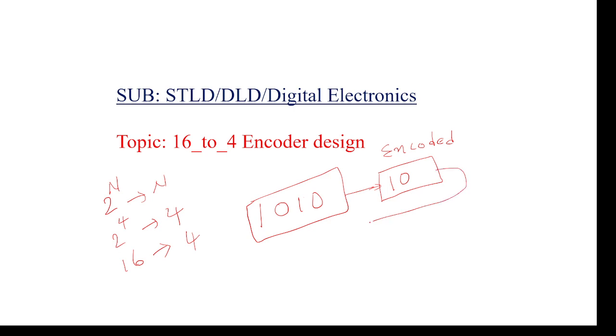Again, if you want to get the original data back, we need to decode. That is, 10 is decoded again into 1010. This is the original form, also named the decoded data, from the decoder. So this is the decoded data.